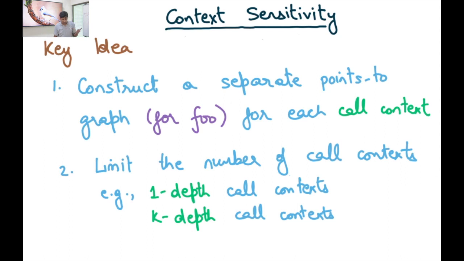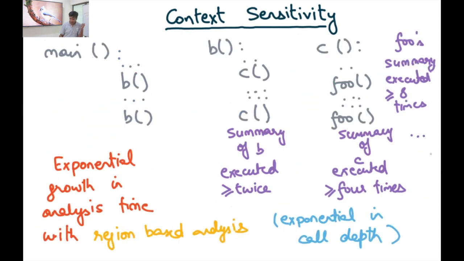Now, how do you decide which call context and how many call contexts to have? One common thing that seems to work well and people use a lot is a one-depth call context. So have a different call context for every function at every call site. For example, in this example here, there will be 2 call contexts for foo, 2 call contexts for C, and 2 call contexts for B. Of course, this is a heuristic, and there are practical trade-off considerations in making such choices, but this is something that people commonly use.